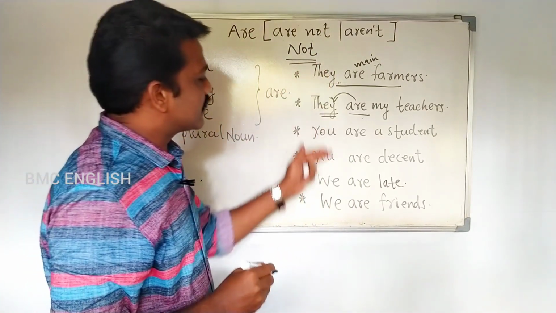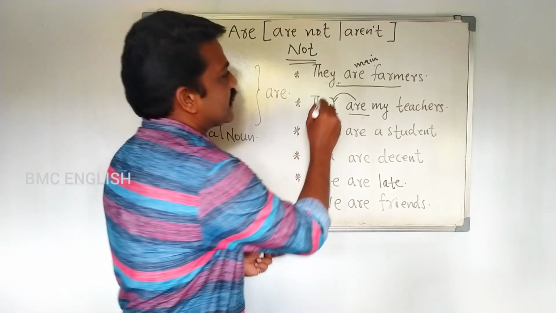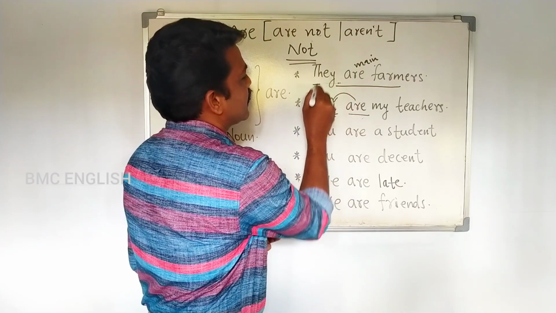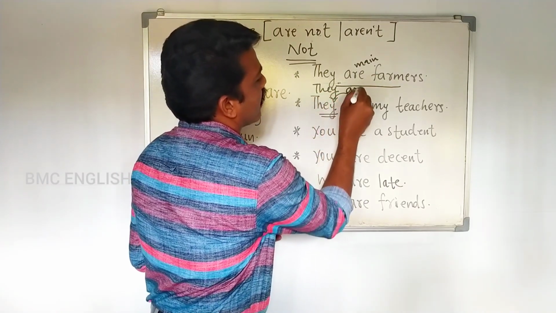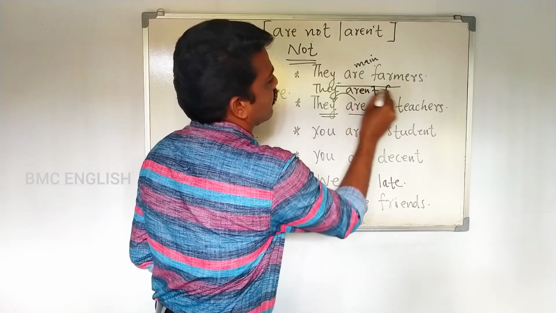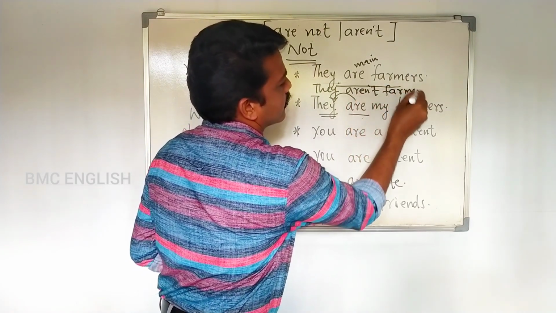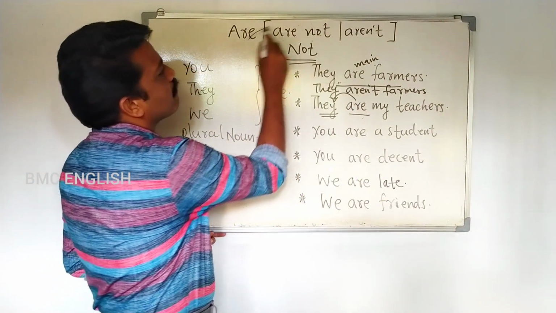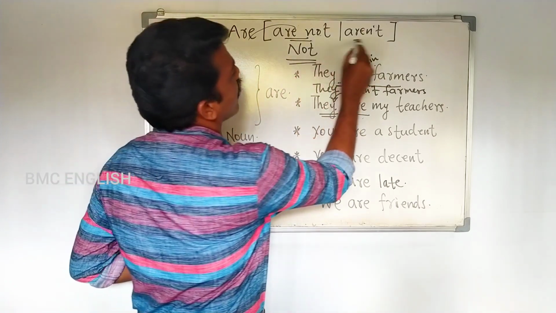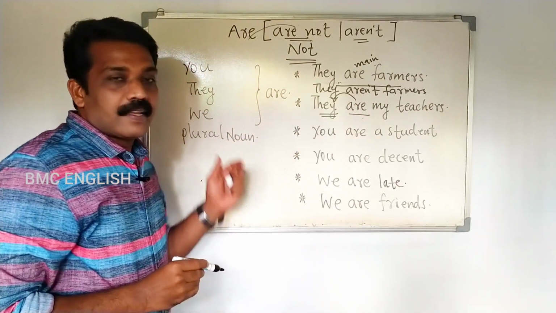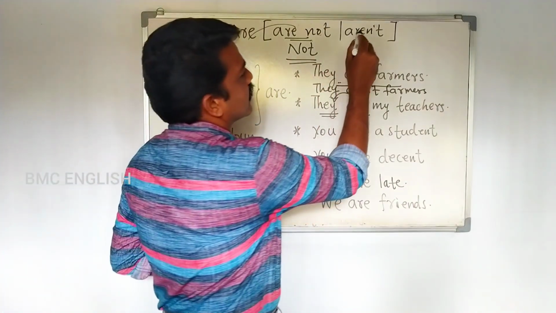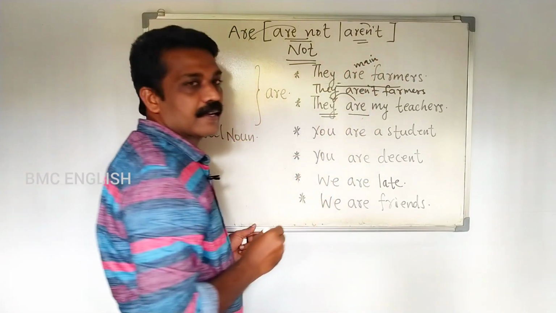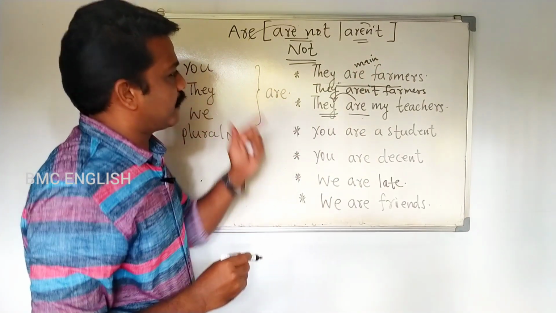Now how can we change these sentences into negative sentences? They are farmers. When we change this sentence into negative, it becomes they aren't farmers. Friends, it should be noted, in the negative form, are becomes are not or aren't. In spoken English, we often use the shortened form or the contracted form.